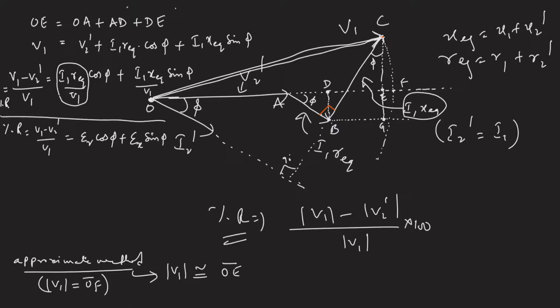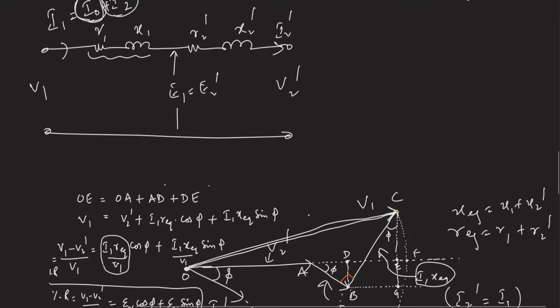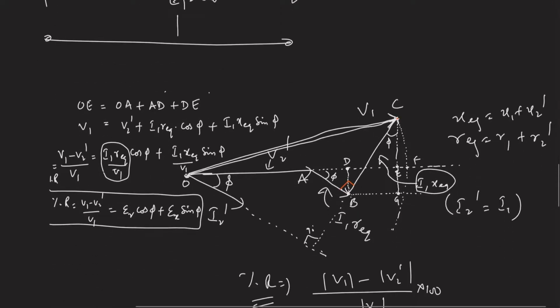Now this is the straightforward formula for the percentage regulation in case of two approximations. One is that I am neglecting the shunt branch in the equivalent circuit, and the other is that I am taking the vector length V1 equal to OE instead of OF, right?